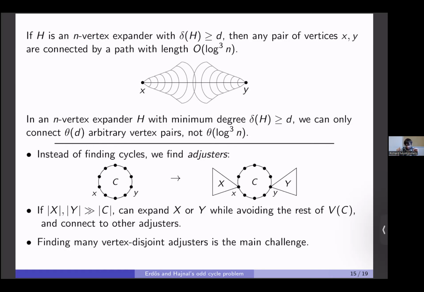Because as Benny noted, we really want to connect very specifically x and y. So if we expand x, but use in those paths other vertices in the cycle, then it will ruin everything. But if we have these large sets X and Y, then we can expand those while avoiding the cycles, or maybe other cycles that we've connected, and then connect those up. So we can use the construction that I outlined, but instead of the cycles and vertices being connected, we use these adjusters. And then finding many vertex disjoint adjusters here is the main challenge.